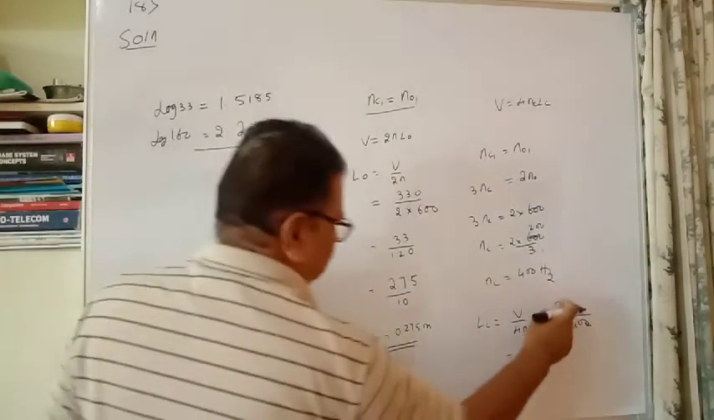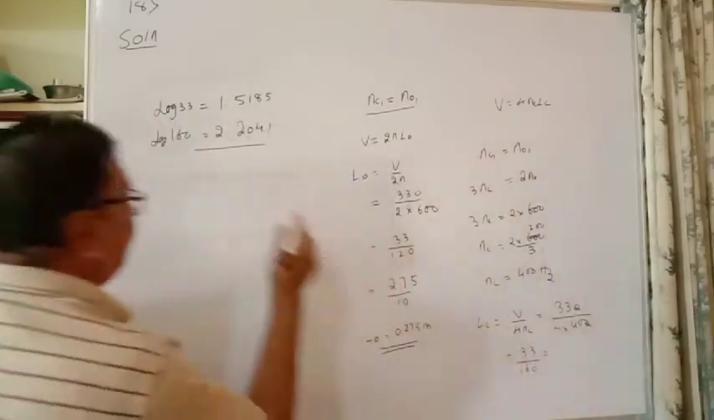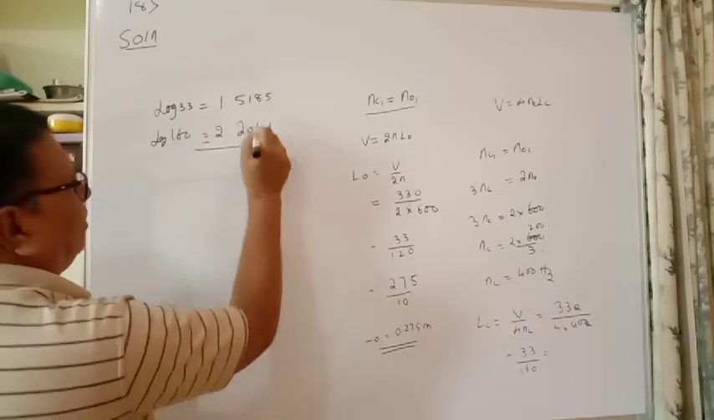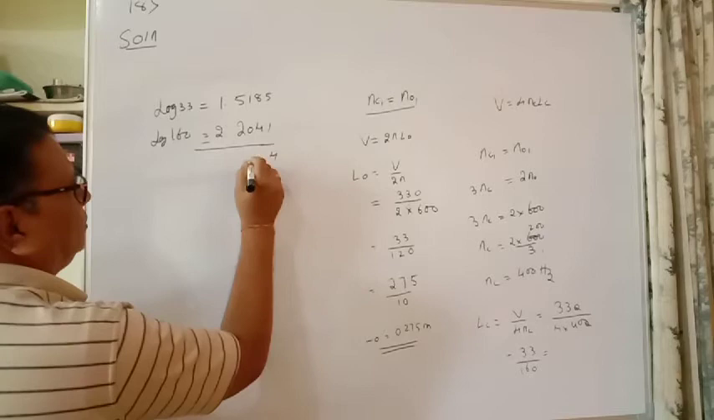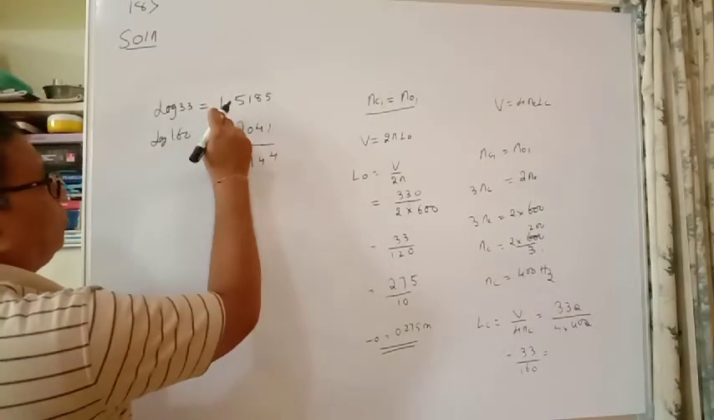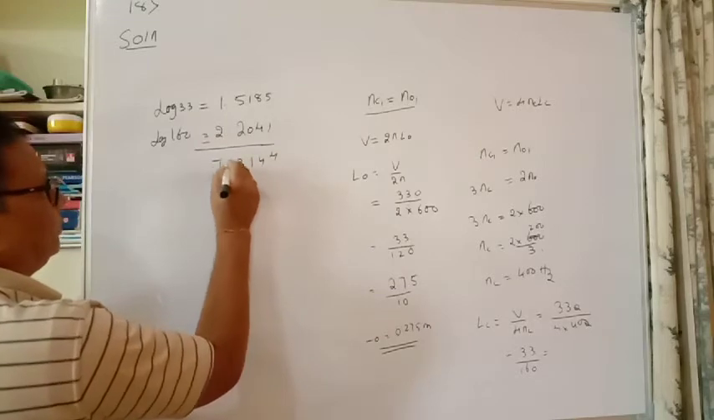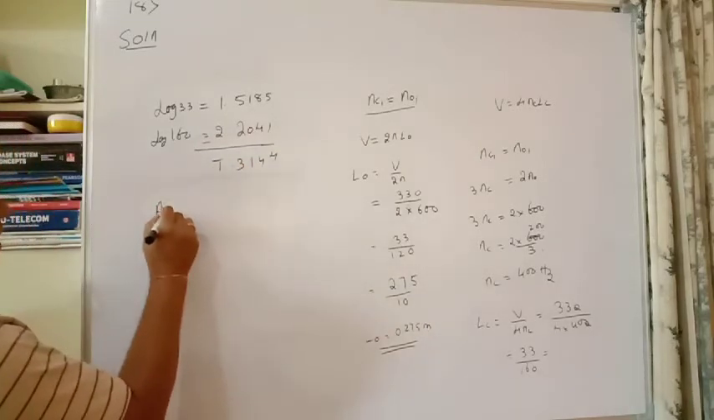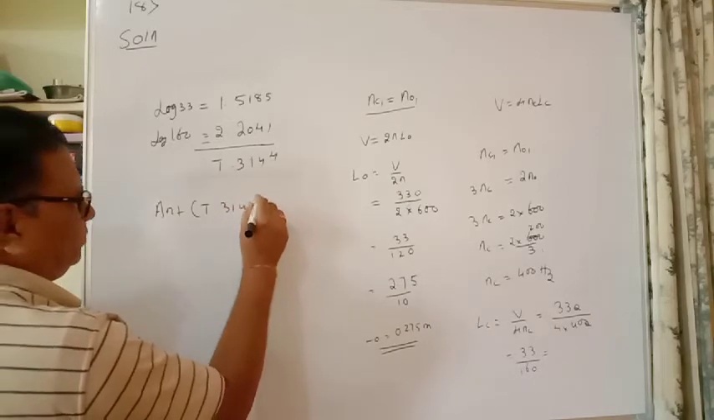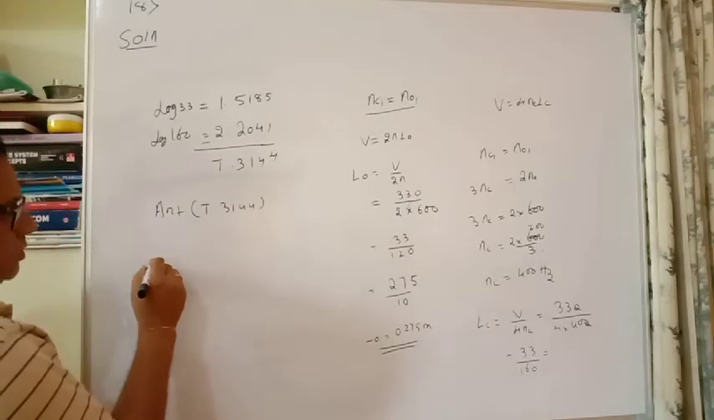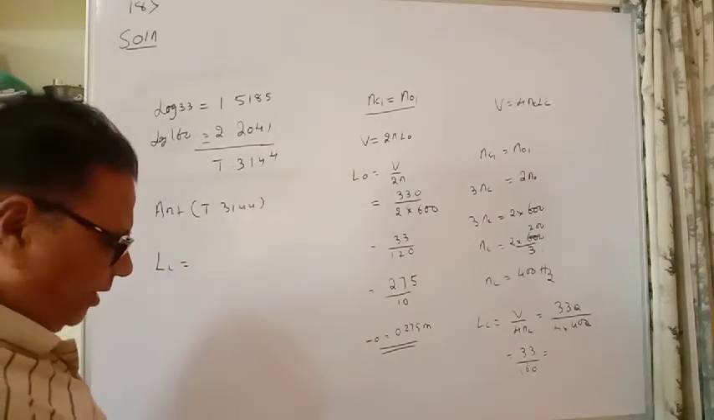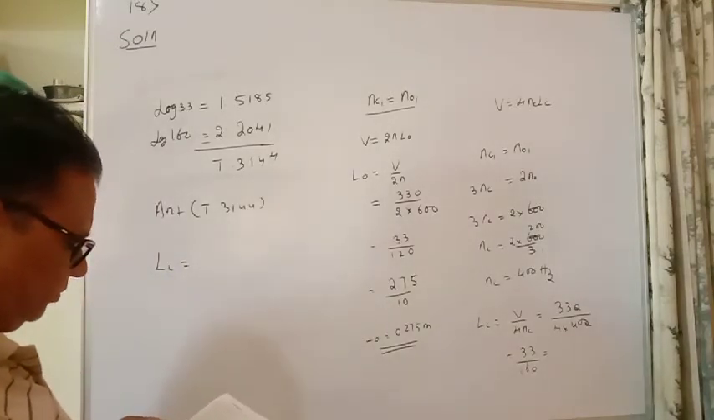Since we are going to divide these two quantities, we have to subtract. 5 minus 1 is 4, 8 minus 4 is 4, 1 minus 0 is 1, 5 minus 2 is 3, 2 minus 1 is bar 1. Or anti-log of bar 1.3144. We get L is equal to anti-log of bar 1.3144.